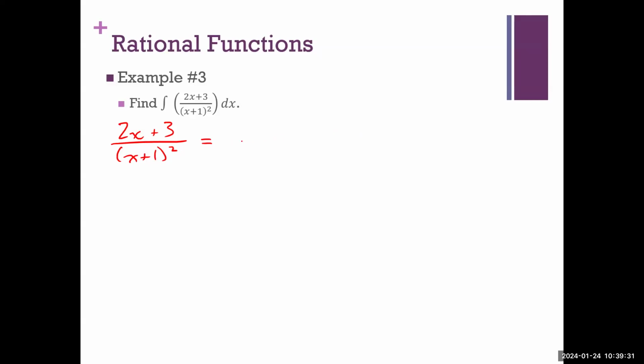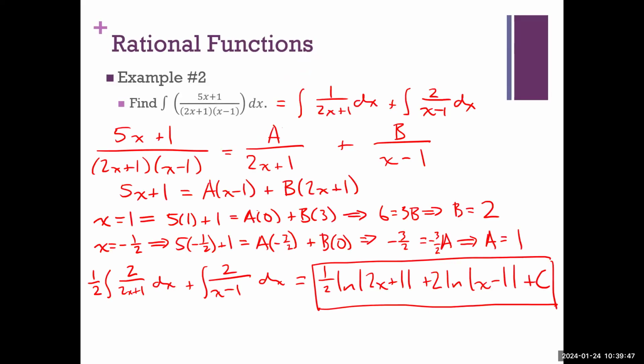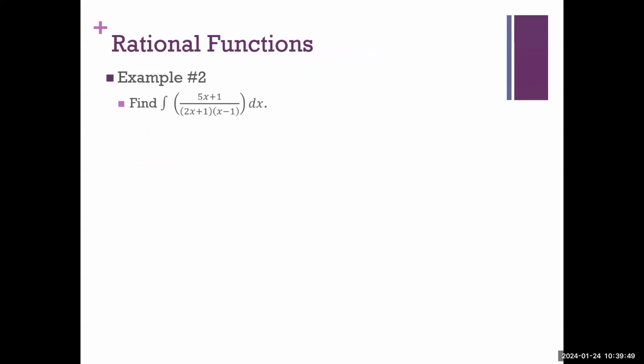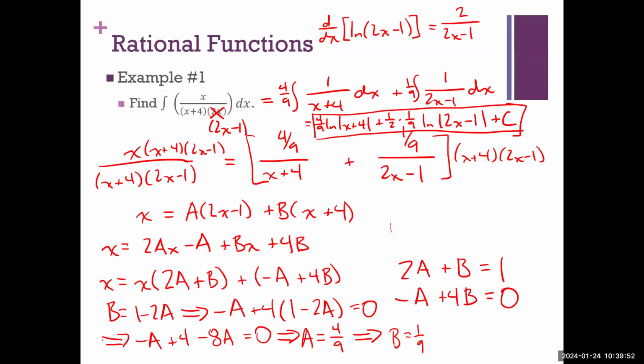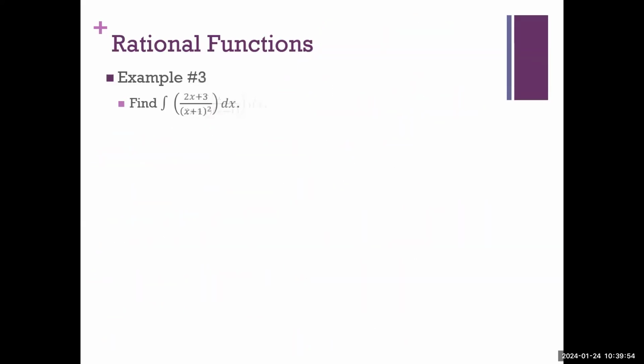So here's kind of a special case, and we call this the repeated factor case. In the last 2 examples we did, very quickly you all shouted out what the factors were going to be because they were distinct. In those we had 2 factors and they're different. In this one we have 2 factors and they're the same.